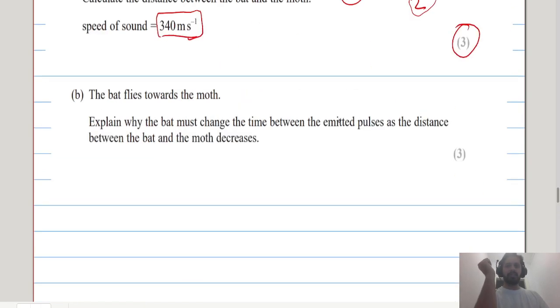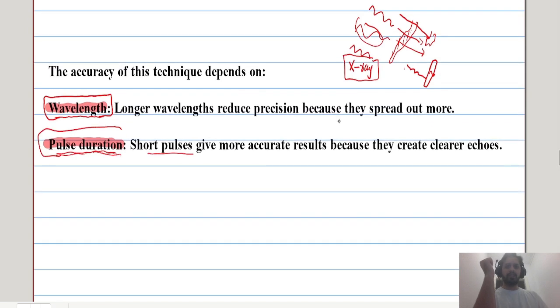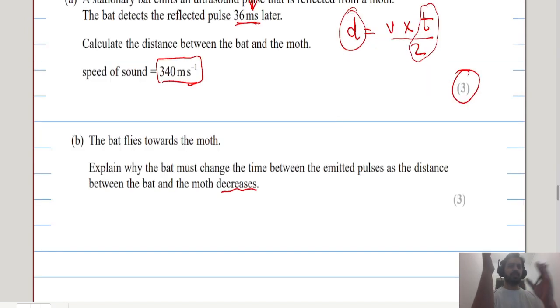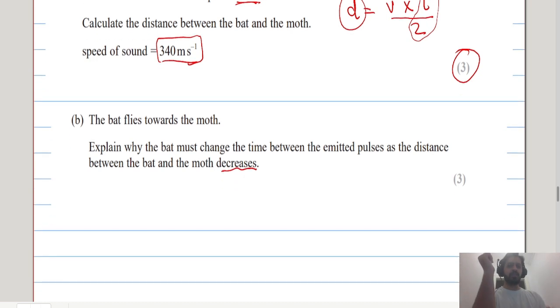The second question is, the bat flies towards the moth. Explain why the bat must change the time between the emitted pulses as the distance between the bat and the moth decreases. So like I just explained here, the pulse duration, if you want to get more recent updates on how the moth is changing its position, you need to change the duration of the pulses. And also, as the bat gets closer and closer to the moth, the distance between them gets smaller and smaller. And that's why the bat needs to change the duration of pulses to, for example, locate the position of the moth.